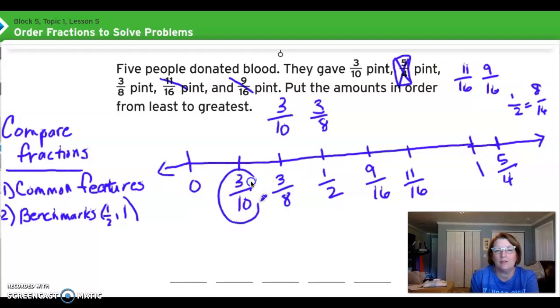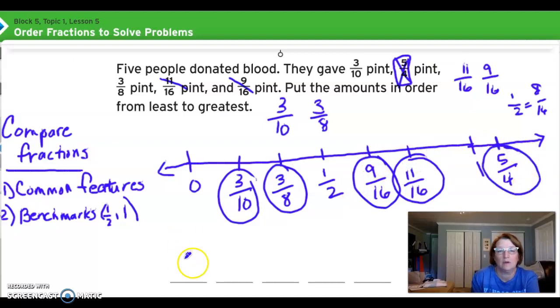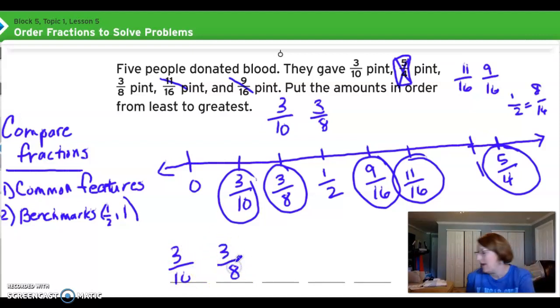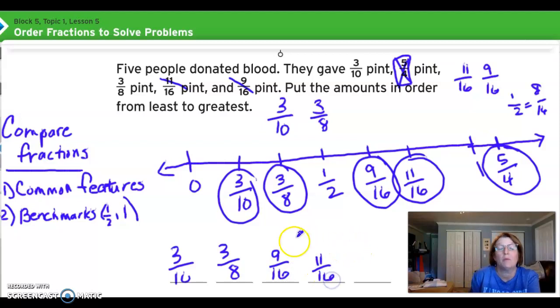So now if I go back and I try to get these 5 fractions in order, 3/10 has to be the littlest because tenths are smaller than eighths, and both 3/10 and 3/8 are less than half. 9/16 is less than 11/16. They're both greater than half, so they're both bigger than 3/10 or 3/8, but 9 is less than 11, and since they're both the same size piece, they're both 16ths, 9 would come before 11. And then finally 5/4, because 5/4 is greater than 1. It's that improper fraction with a numerator greater than a denominator.